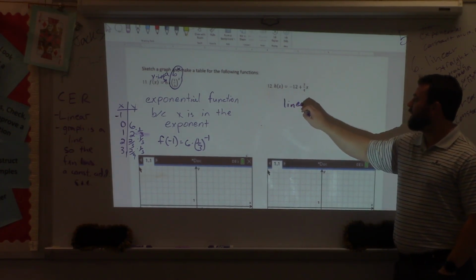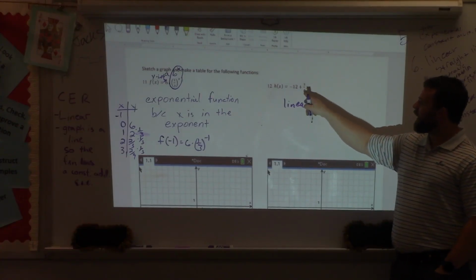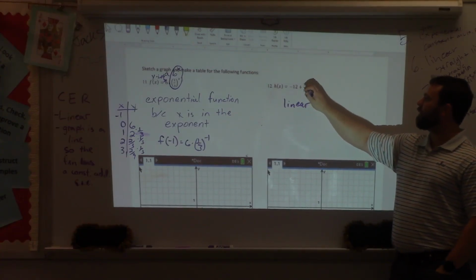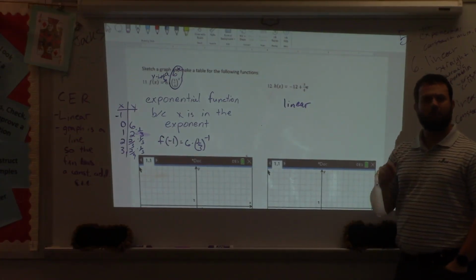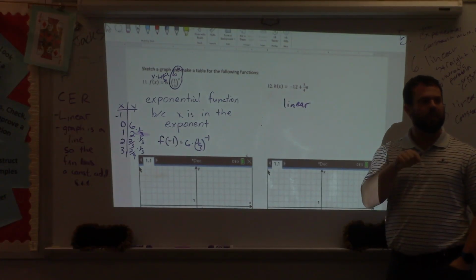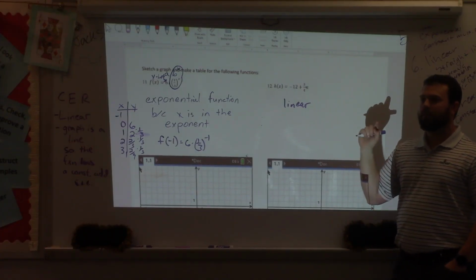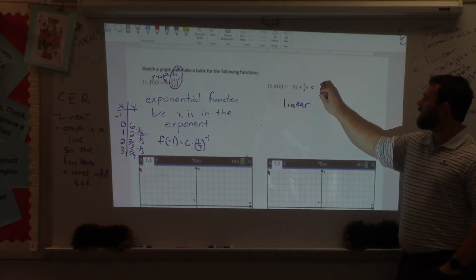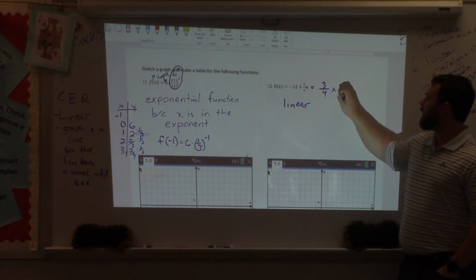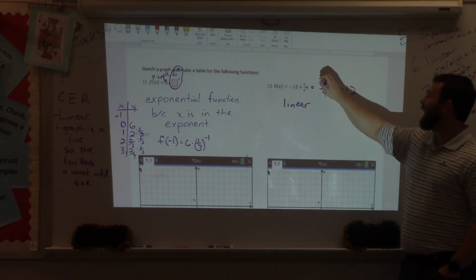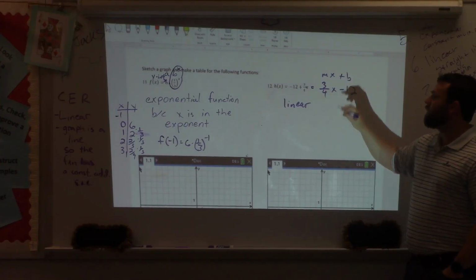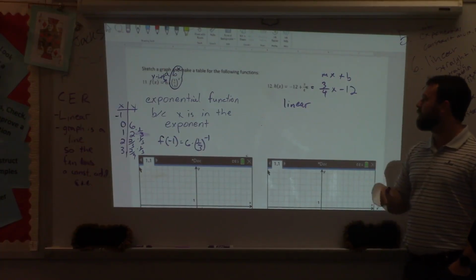It's a little bit different than what we're used to, but hey, what's happening between 3/4 and x? They're being multiplied. Oh yeah, isn't multiplication constant repeated addition, which is linear, right? I can rewrite this as 3/4 x minus 12. That might look more familiar, but it's the multiplication that's really important here.